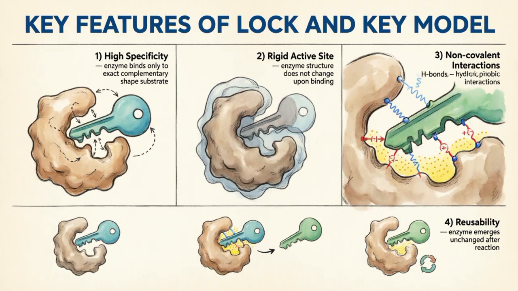To recap the 4 pillars of the lock and key model: High specificity requires an exact shape match. A rigid active site means the enzyme structure stays fixed. Non-covalent interactions involve temporary forces for reversible binding. And reusability means the enzyme remains unchanged and ready for the next cycle.